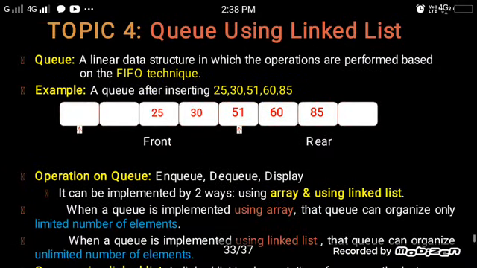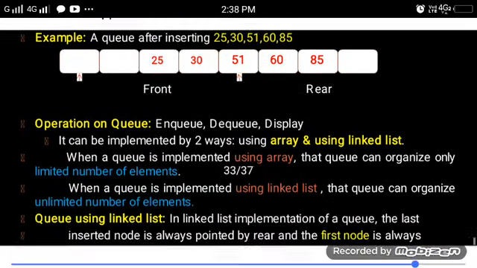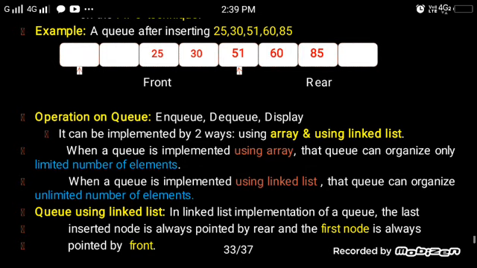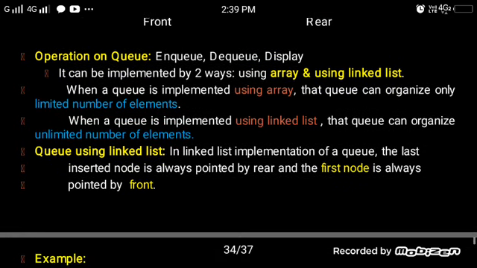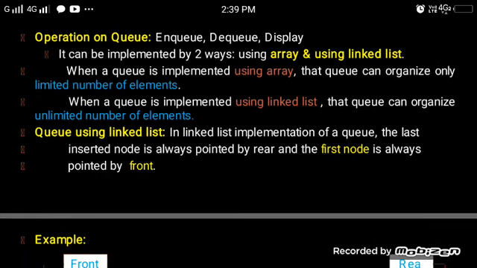And then Queue using a linked list. A queue is nothing but, after inserting some values, we have a front and a rear. A queue is first in, first out. In it, as I enter the values, there will be a front and a rear. The operations on a queue are enqueue, dequeue and display. These three operations can be done on a queue only.